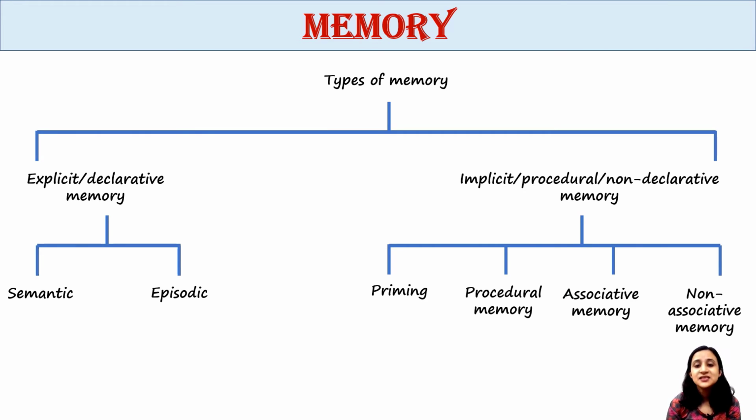Next is procedural memory. So if you know how to cook rice, you will never forget it. Procedural memory includes skills and habits which once acquired become unconscious and automatic. Once you learned how to make rice, it is now your automatic skill. So what is procedural memory?